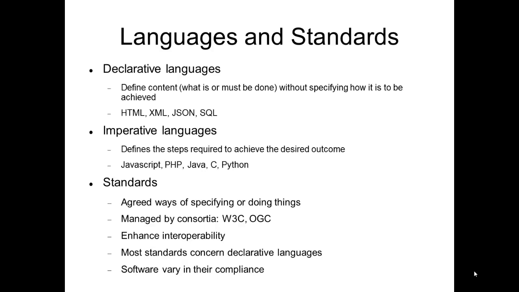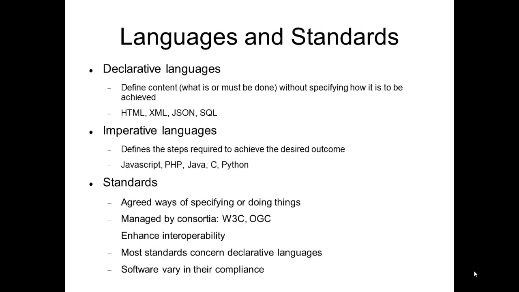HTML is one. HTML defines what is displayed on the web page, but it does not say how to display that, merely what is displayed. Well, it defines how it is arranged, but it's not telling the browser exactly how to do that. The browser has its own logic. When it reads in an HTML file, it decides how it's going to interpret that file to display it. XML and JSON are other examples, we'll see them in due course. One other one you might be familiar with is SQL. SQL defines a query, but it doesn't tell the database how to search through the data tables to extract the data.